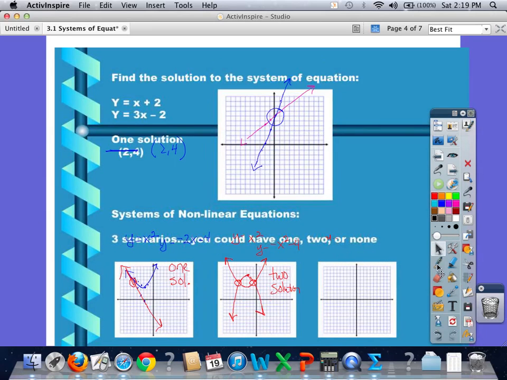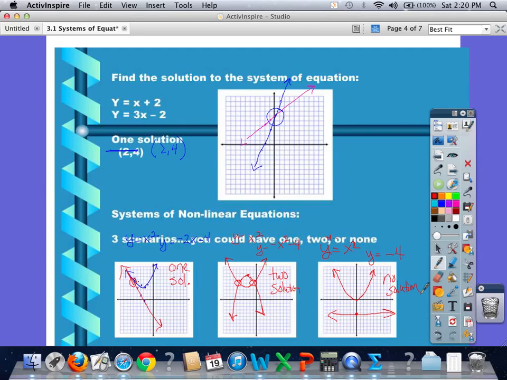And then the last one would be y is equal to x squared. Okay, and the other one we're going to say is y is equal to negative 4. And you can tell there is no solution, it never meets, so this is a no solution situation.